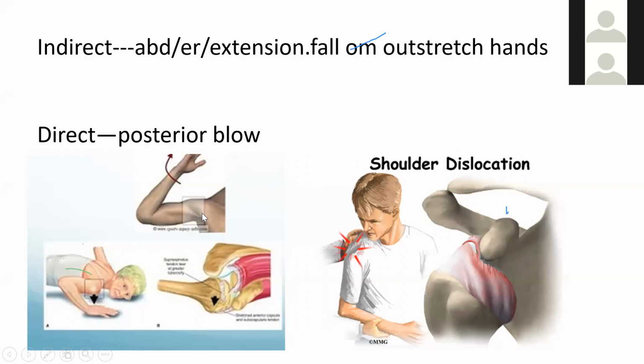The second thing is there are two ways of dislocation: direct and indirect. Direct dislocation is when someone pushes you posteriorly. If somebody gives a thrust force on your humerus from posteriorly, obviously it will come anteriorly. This is a direct blow. An indirect blow is if you fall this way, with abduction and external rotation.